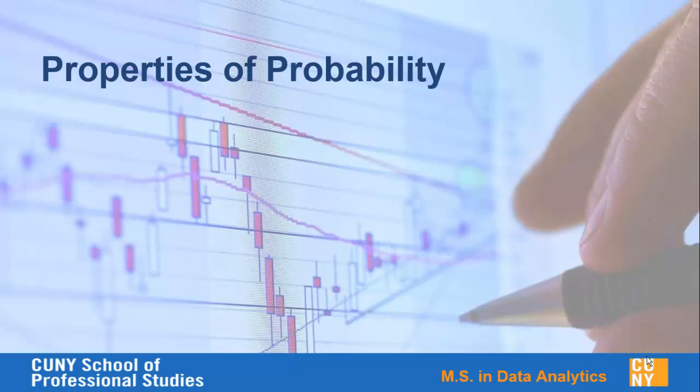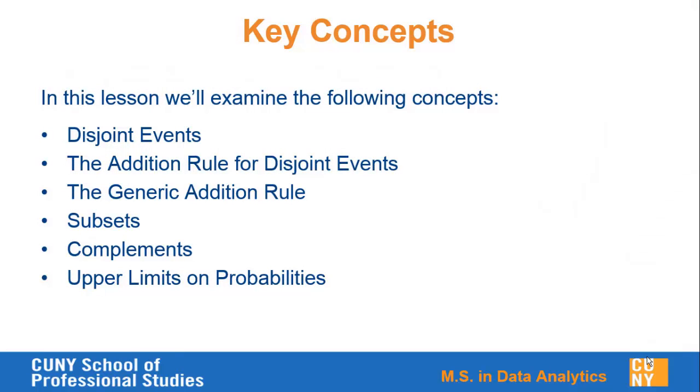In this lesson, we'll take a look at some of the properties of probability that can be derived from the axioms that we studied earlier. In particular, we'll talk about disjoint events, and then we'll talk about the addition rule for disjoint events, as well as the generic addition rule. And then we'll talk a little bit about subsets and complements. And finally, we'll take a look at a theorem about the upper limit on the value for a probability.